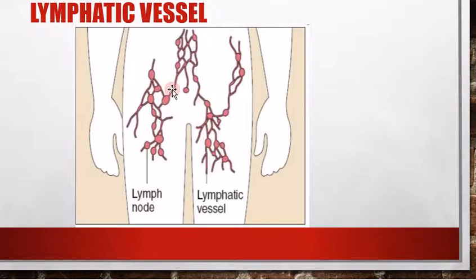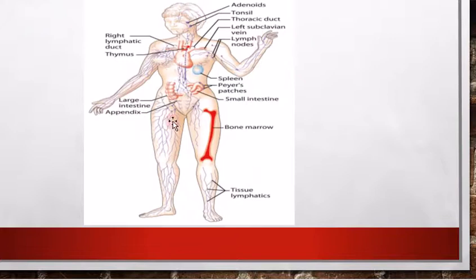Now this is just to show you how the lymph nodes are interconnected to each other. These dots are all lymph nodes. This is the groin region, connected by the lymphatic vessels. Overall, just look at this: this is how the lymphatic vessels are connected to the hands, limbs, brain, head, all parts of the body.